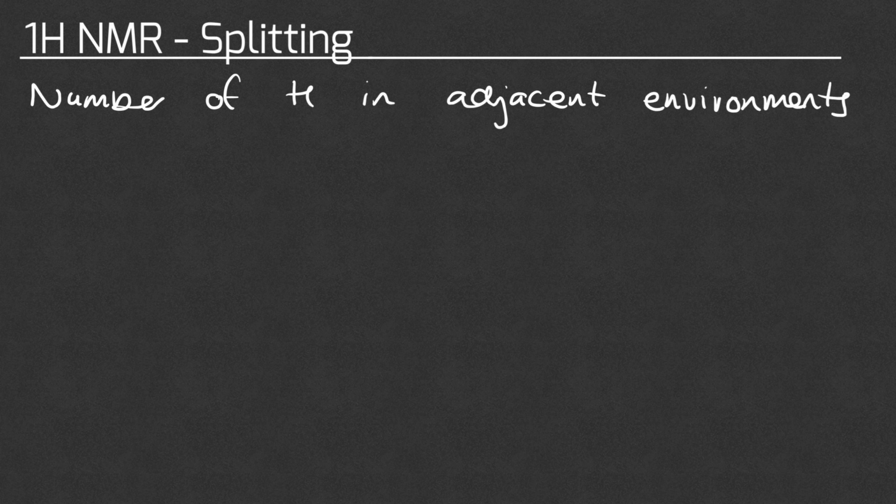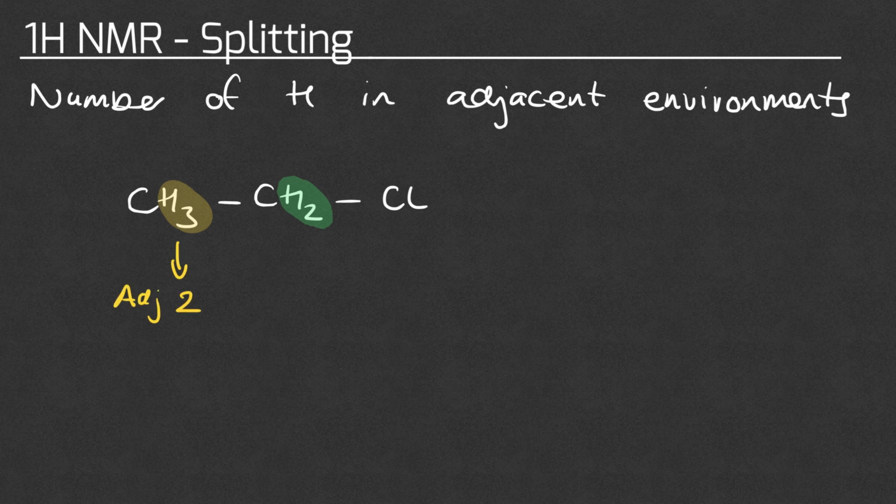Splitting tells you the number of hydrogens in adjacent environments. So let's just look at chloroethane. We have 2 environments in chloroethane. If we look at the yellow environment, there are 2 hydrogens adjacent to this environment. So we're not looking at the number of hydrogens which are yellow, we're looking at how many hydrogens are on carbons next to this one. So the adjacent carbon to this environment is this carbon here. On this carbon there are 2 hydrogens, so we would say that there are 2 hydrogens adjacent to this environment here.